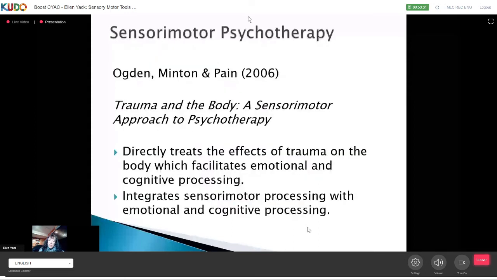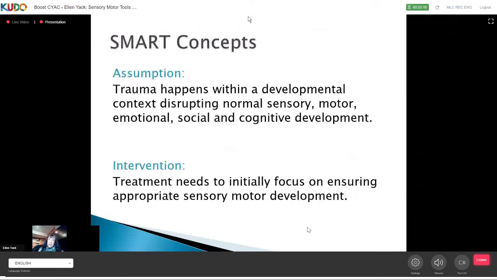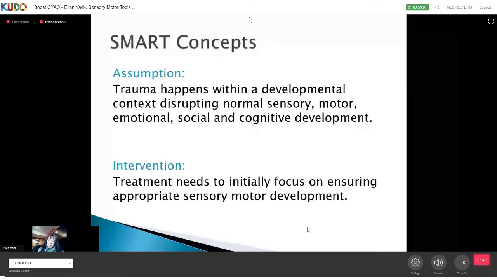There was also the development of sensory motor psychotherapy, and that directly treats the effects of trauma on the body, which facilitates emotional and cognitive processing, and integrates sensory motor processing with emotional and cognitive processing. So that was also a development in the mental health field. Many of the components, when you look at how they're integrating the sensory integration concepts, are based on the SMART concepts. The assumption is that trauma happens within a developmental context, disrupting normal sensory, motor, emotional, social, and cognitive development.